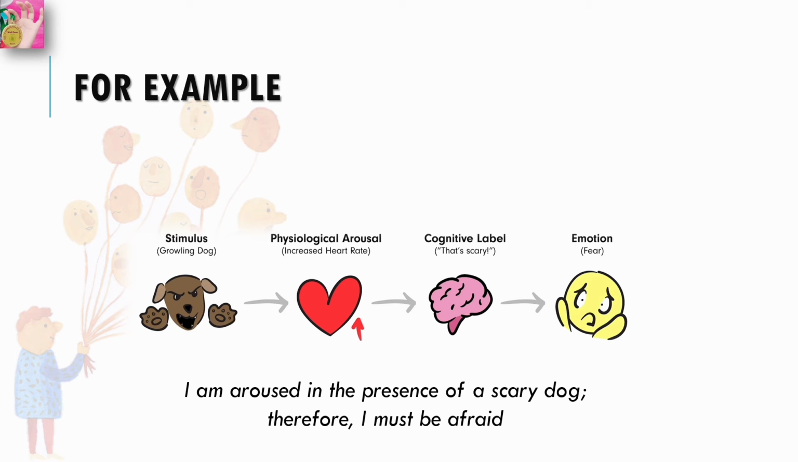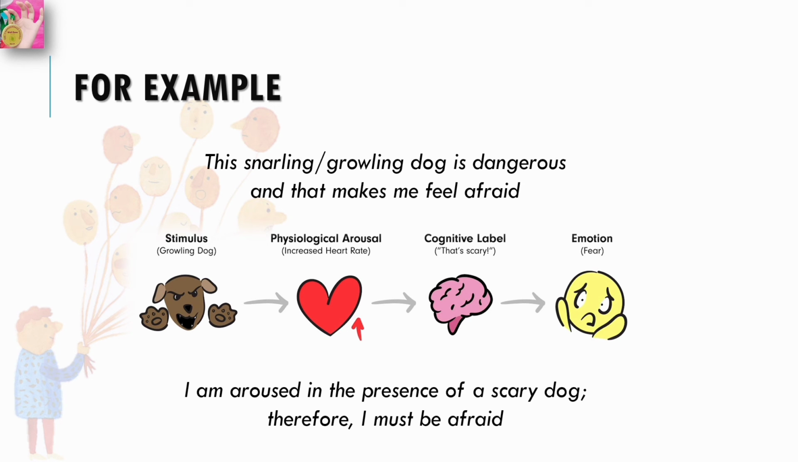Evidence for this theory was found in what is now a classic experiment described in the Classic Studies in Psychology section. So, if we want to form a sentence on the basis of Schachter's cognitive arousal theory of emotion, it will be: this snarling dog is dangerous, that makes me feel afraid.